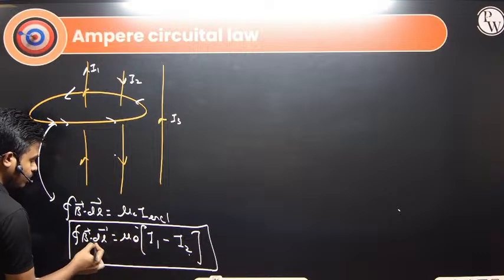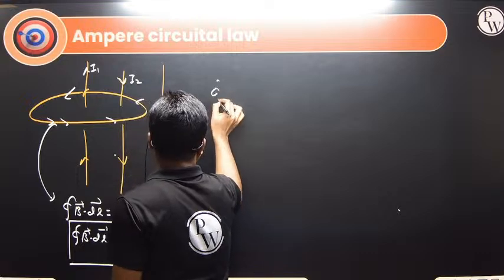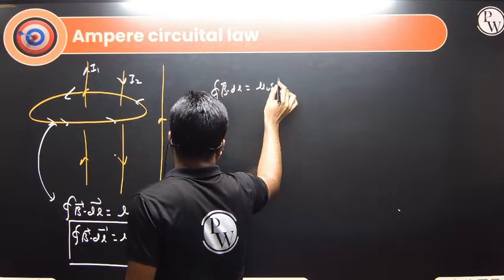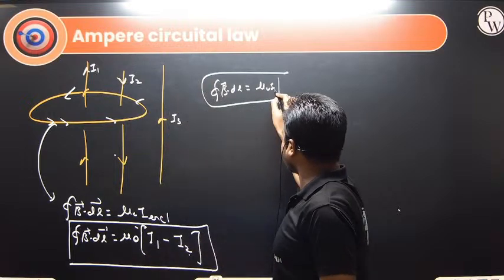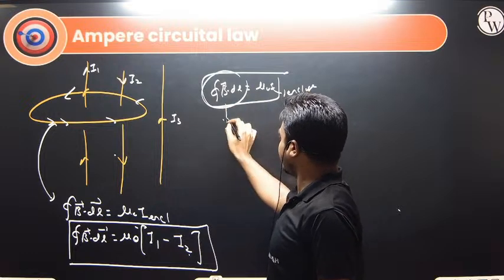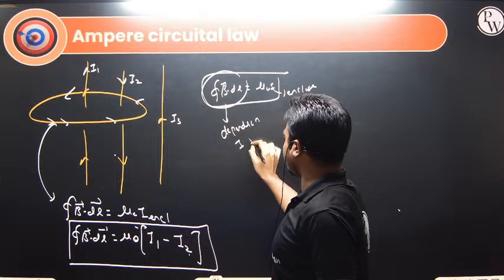due to the integration of B dot dl. Now this particular expression is also what we define as Ampere's circuital law, that is, the integration of B dot dl equals mu naught times I. What is I here? I enclosed. So this entire term depends on the inside current only.